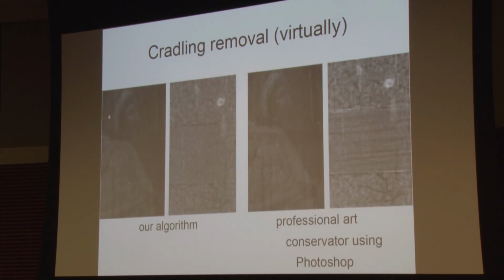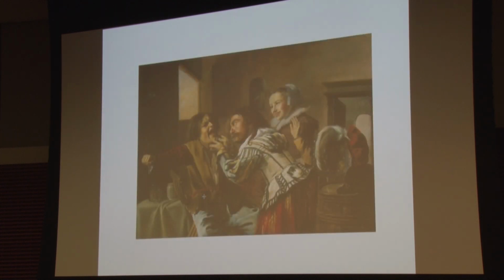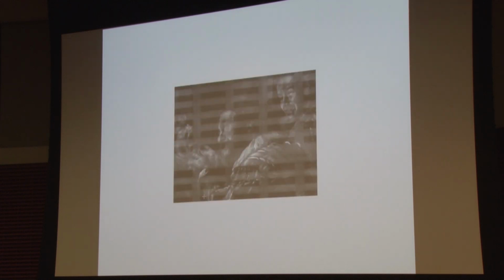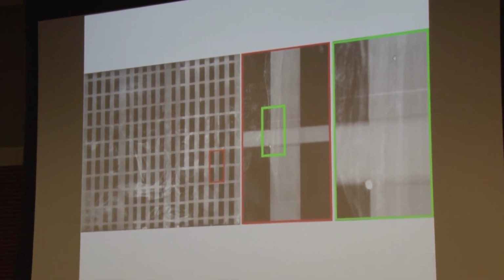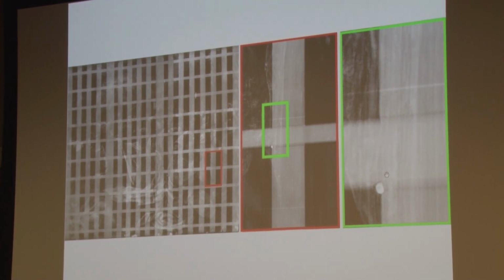Rachel did that, and so here actually you see an example of what our algorithm did, and here what professional art conservators did for the same thing with Photoshop, and you see we did it better. And then here's an example of a painting in the North Carolina Museum of Art and the cradle, and removed with the algorithm. Here's another one actually. Yeah, and here you see very nicely all that wood grain that's in there. Wood grain from the panel that they wanted to keep, but wood grain from the cradle that they didn't want to keep.